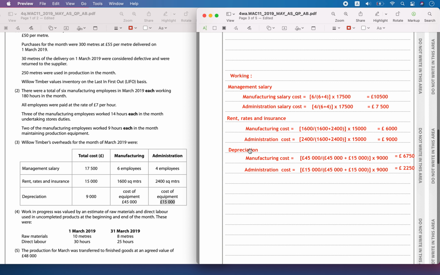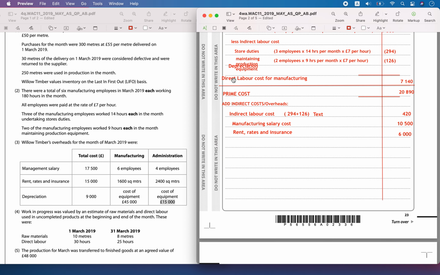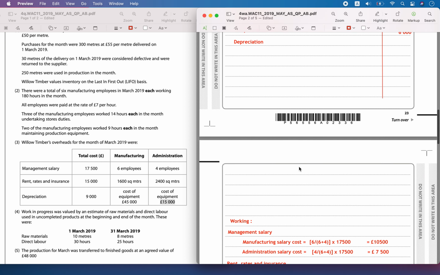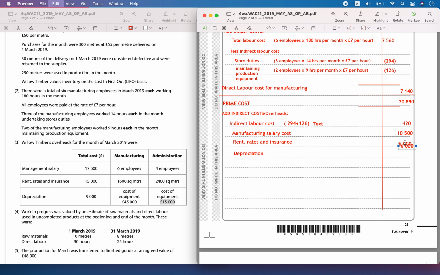And then you have the third factor, which is depreciation cost. So the depreciation cost is going to be here. That is going to be equal to, we have calculated, 6750.